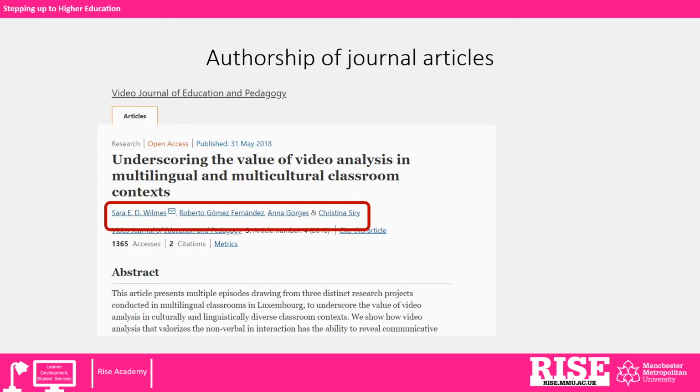The first author listed is known as the lead author, and they usually have overall responsibility for all the work that goes into the journal article, and they may write the first draft of the article.